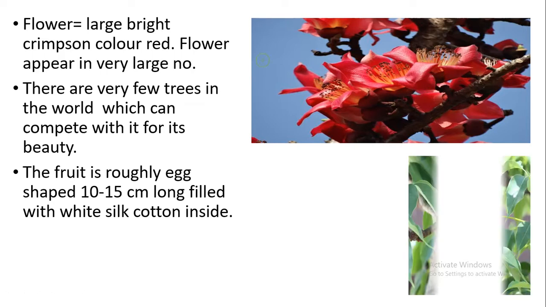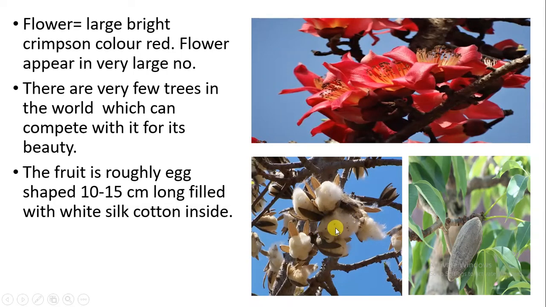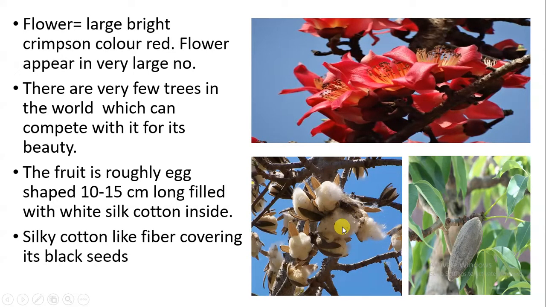The fruit is roughly egg shaped, as you can see, 10 to 15 centimeters long, filled with white cotton inside, and it has black seeds present in it. In Hindi it is called semal, or you can say Indian kapok.